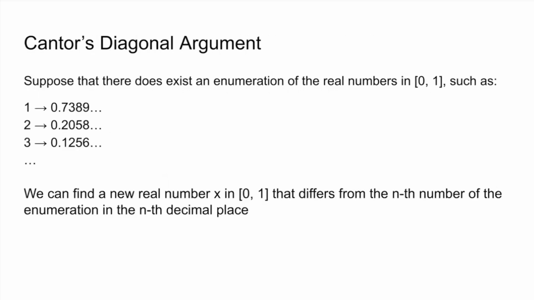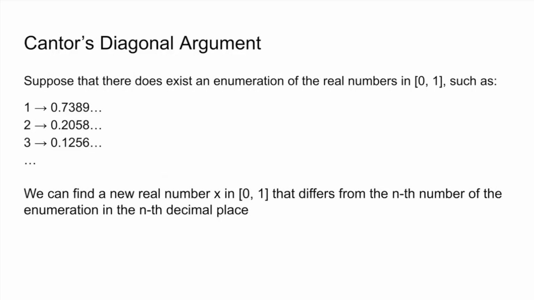How can we do that? By using Cantor's diagonal argument. So suppose that there does exist an enumeration of the real numbers in 0, 1, such as 1 maps to 0.7389... and there's more, because there could be infinitely many digits, and then 2 maps to something else, 3 maps to something else, and so on and so forth.